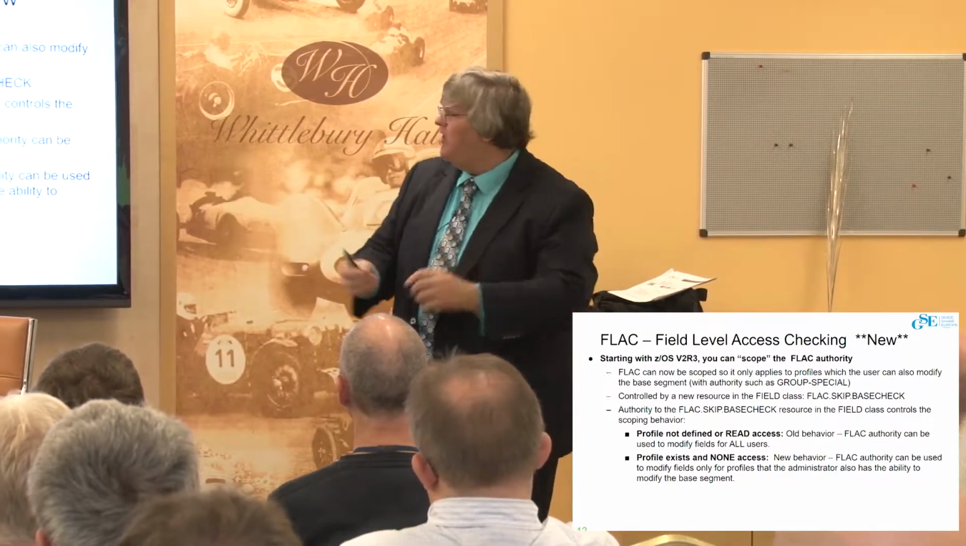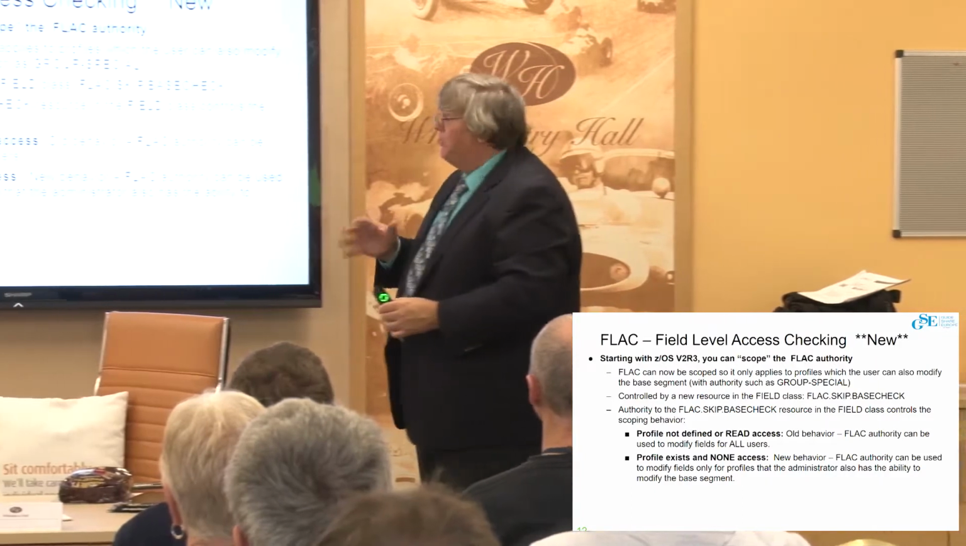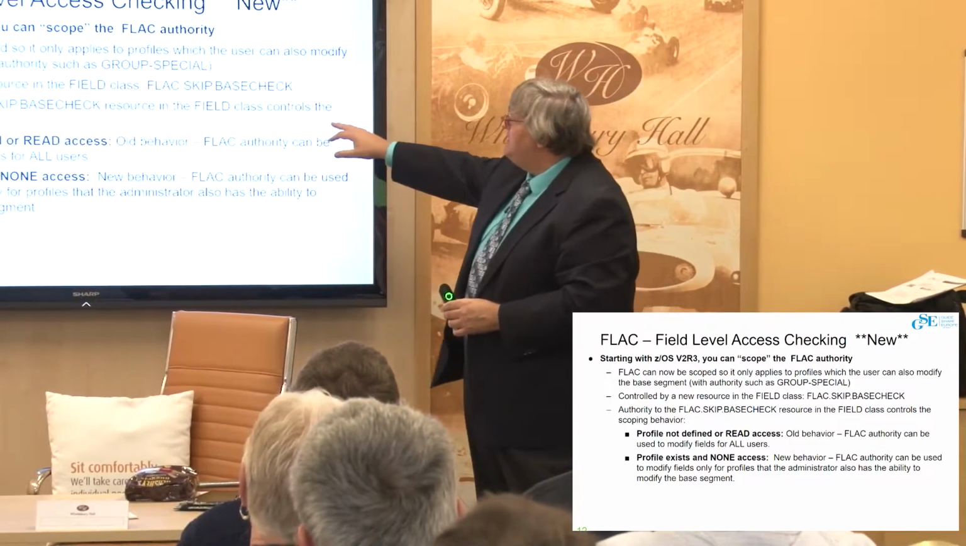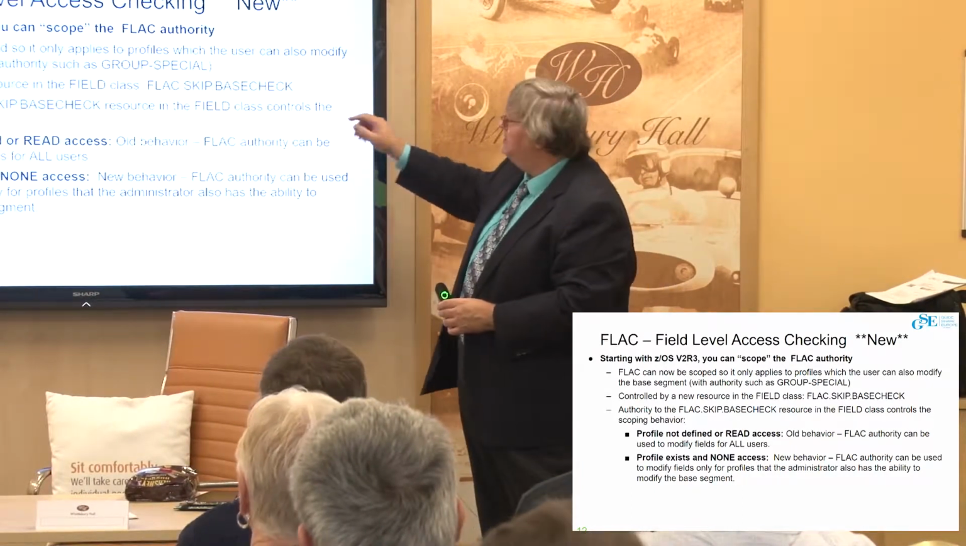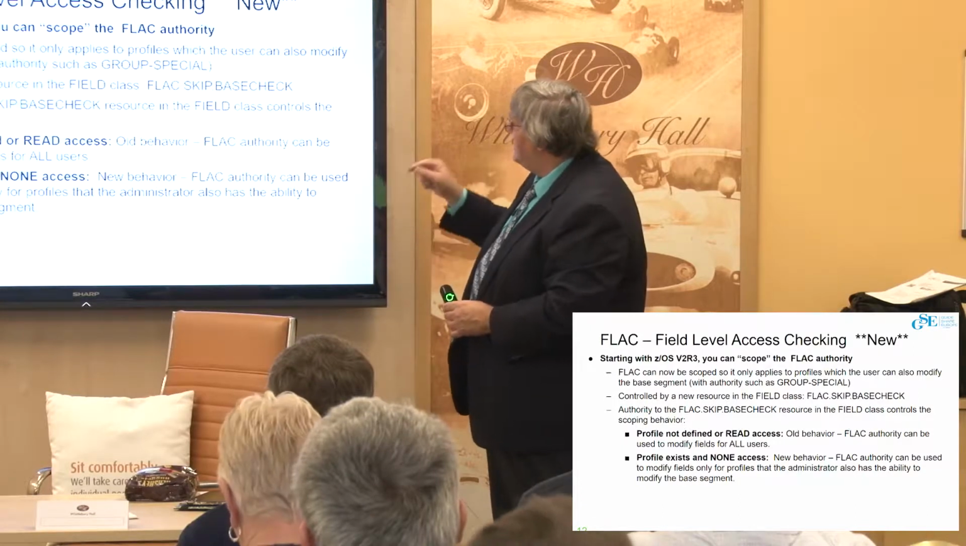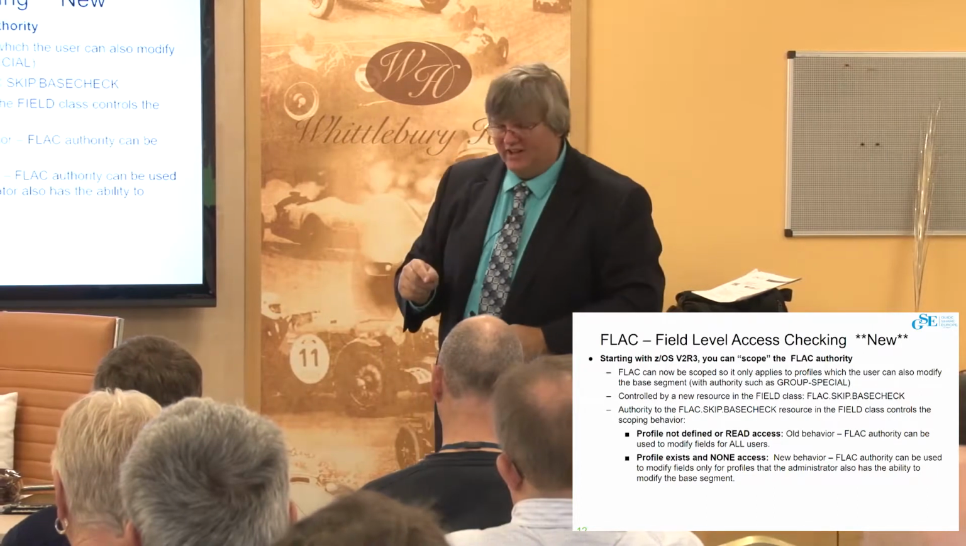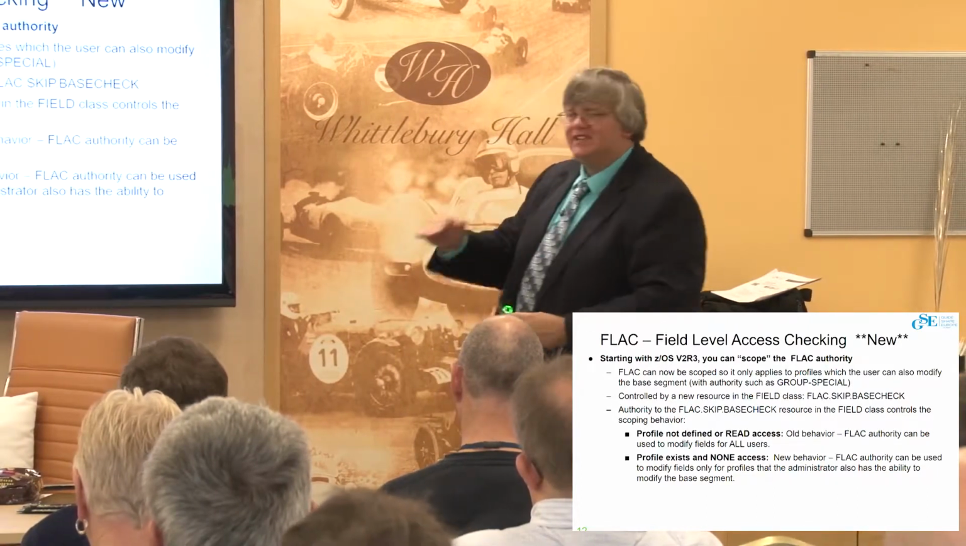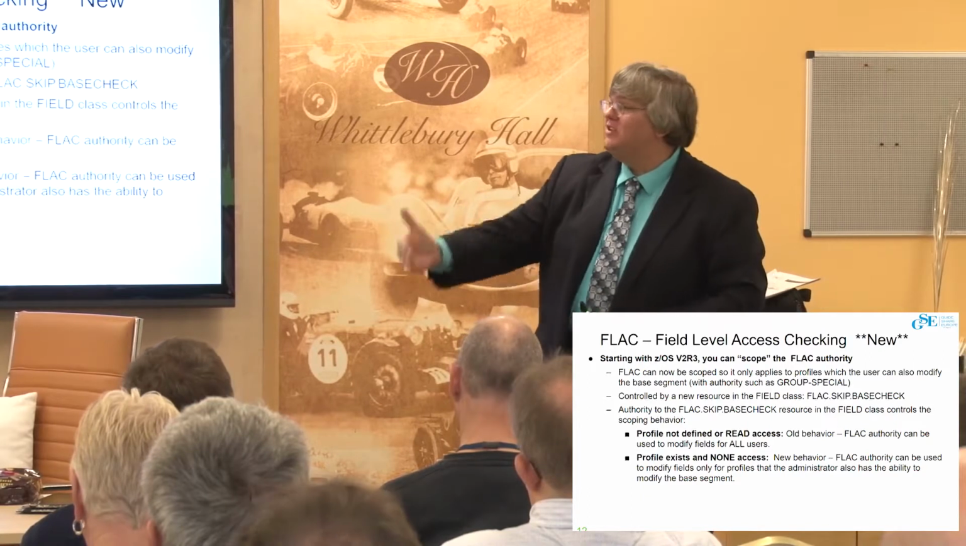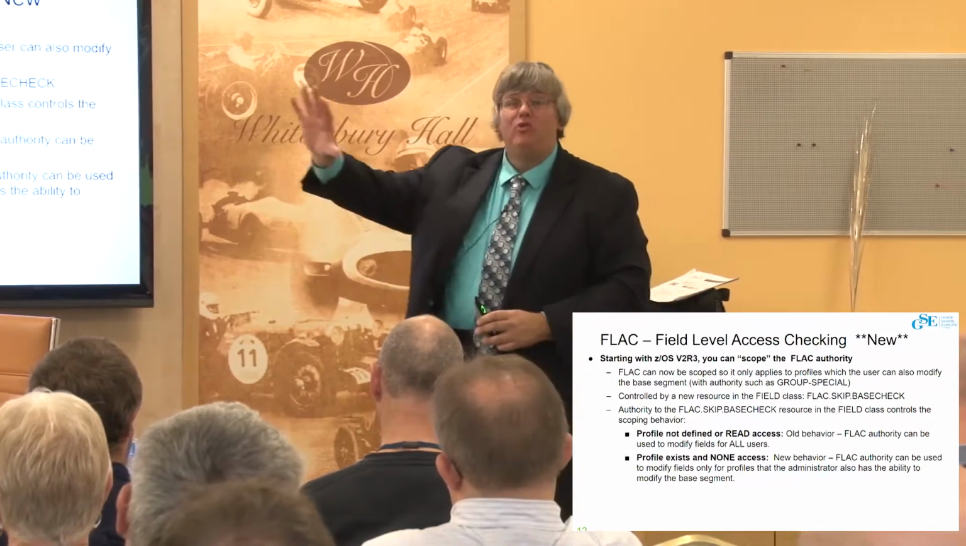That is, you can parse it down a little bit, right? And the way this works is there is a new resource in the field class called flag.skip.basecheck. That's the resource name, right? It's in the field class. If that profile does not exist, or a user has read authority to it, then it's the old rules.